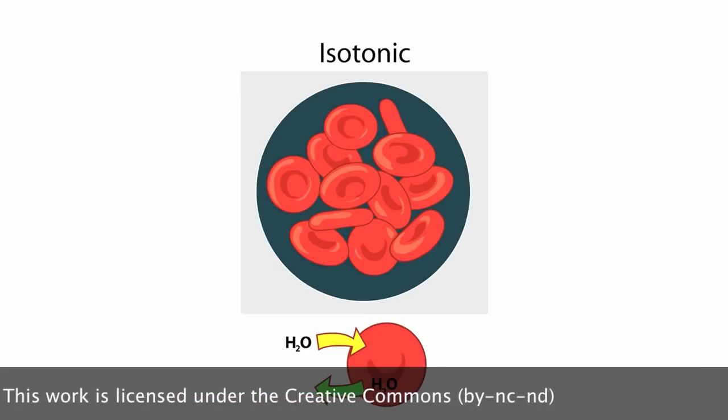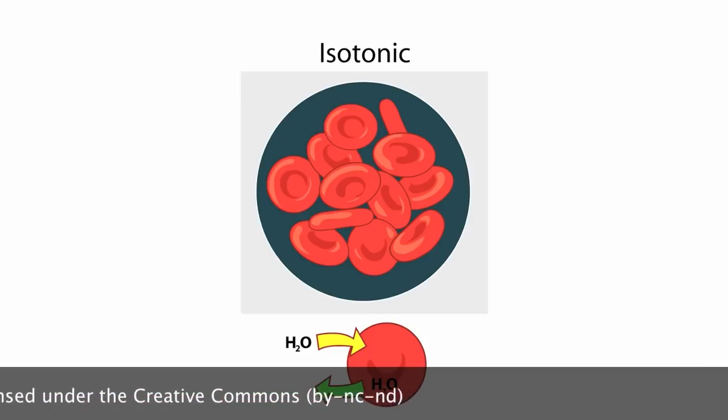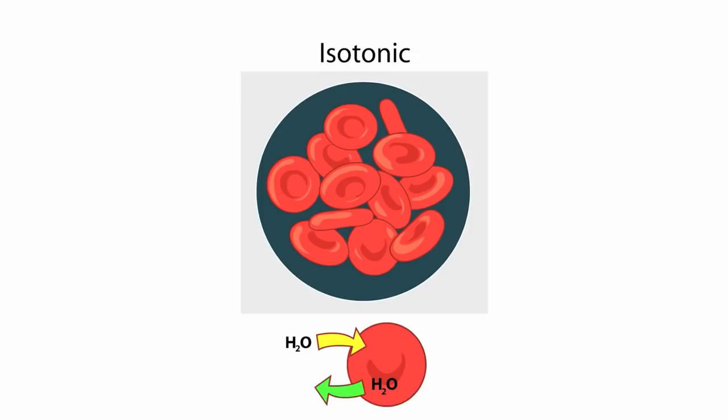In the lab, if we take red blood cells and bathe them in a solution that has the same osmolarity, then the movement of water into the cell is balanced by the movement of water out of the cell. This type of solution is referred to as isotonic, meaning the osmotic pressure is the same inside and outside the cell.